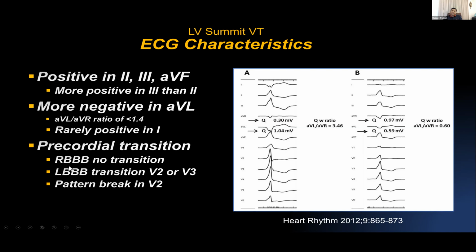Precordial transition can be right bundle branch block with no transition, or can be left bundle branch block with very early transition. It is possible that you might see a pattern break in lead V2. So you'll see a small R wave, then suddenly you have a large R wave and a small R wave, a pattern break, which is characteristic of PVCs coming from these LV summit areas. So these are the ECG changes we'll look into.